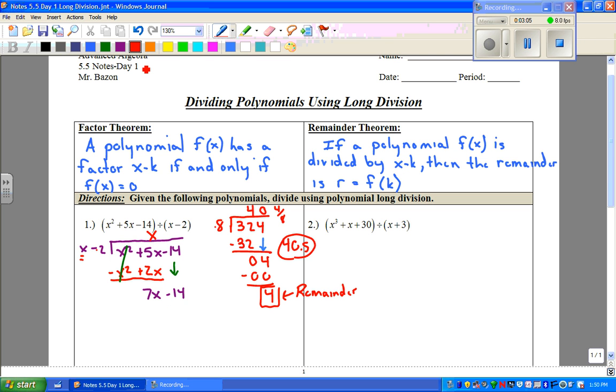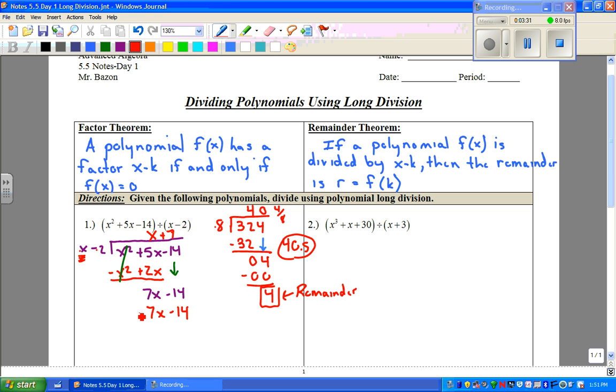Now again, you look at this first term, x, and ask what you need to do to make it into 7x. Well, you'd have to multiply it by 7. So you put a plus 7 up here. What would that times that be? Well, that would be 7x. And then what would this times this be? It would be minus 14.